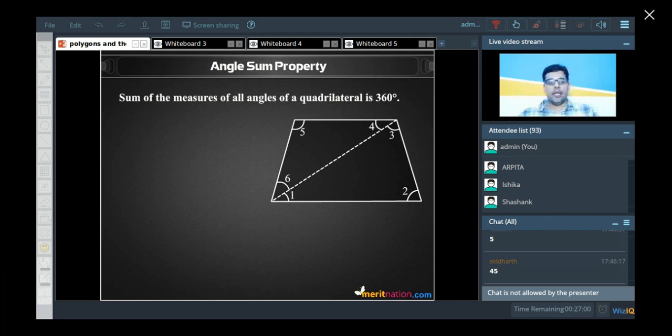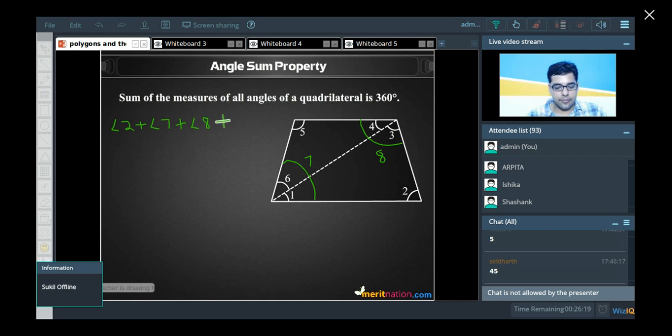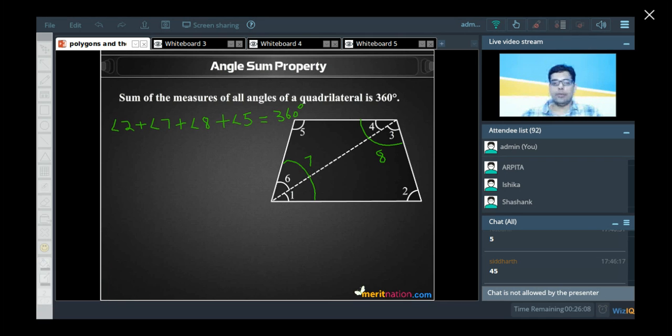Now it is the angle sum property here. Sum of the measures of all angles of a quadrilateral is 360 degrees. In a quadrilateral we have a total of 4 angles or 4 sides. Sum of all these angles is 360 degrees. That means we can say, if this complete angle here is angle 7, this complete angle is angle 8, so sum of all 4 angles, that is angle 2 plus angle 7 plus angle 8 plus angle 5, will become equal to 360 degrees. That is the angle sum property of this given quadrilateral.